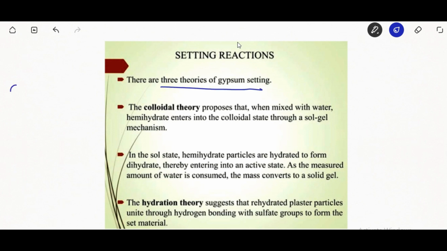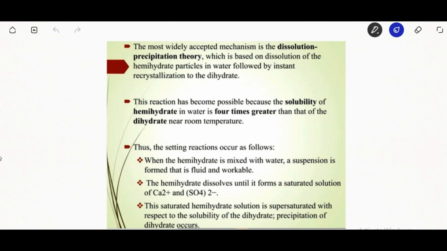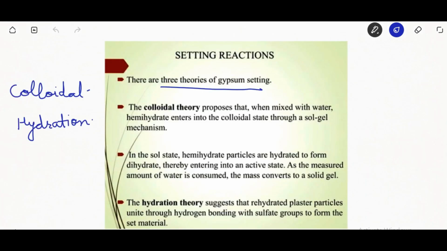Now coming up with the setting reaction, there are three proposed theories of gypsum setting. The one is the colloidal theory, the other is the hydration theory, and the third one is the dissolution and precipitation theory. So what is the colloidal theory?